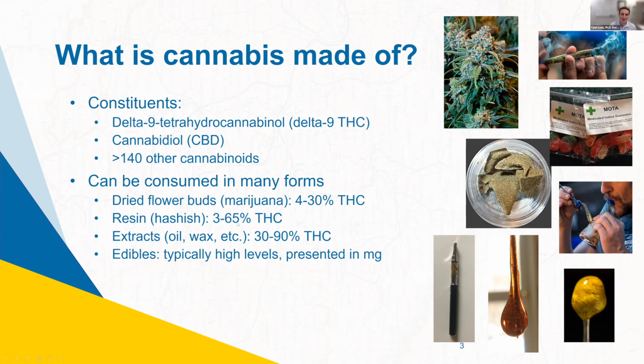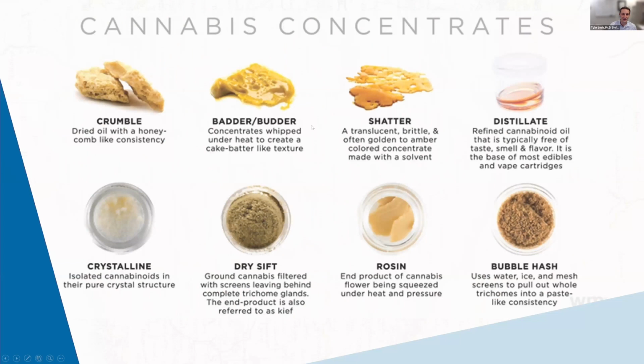So that's kind of your basic intro. This is something that I think is really interesting that you may not have seen, is that there are so many other ways that cannabis can be concentrated, right? So you can concentrate it into crumble or batter, shatter, distillate, this is what's most commonly used to make vape cartridges that people will use. You can form crystals, rosin, hash, right? So many different ways that cannabis can be consumed.